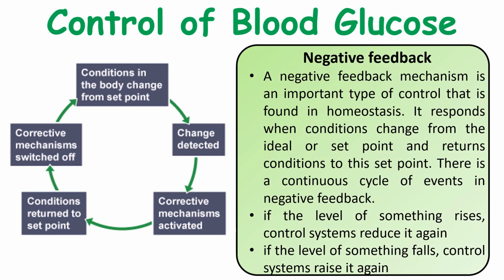One key thing to think about when we're thinking about controlling blood glucose is this phrase, negative feedback. A negative feedback mechanism is an important type of control that we find in most types of homeostasis. It responds when conditions change from an ideal or set point and returns those conditions to that ideal point. So there is a continuous cycle of events that happen, and we classify them all as negative feedback.